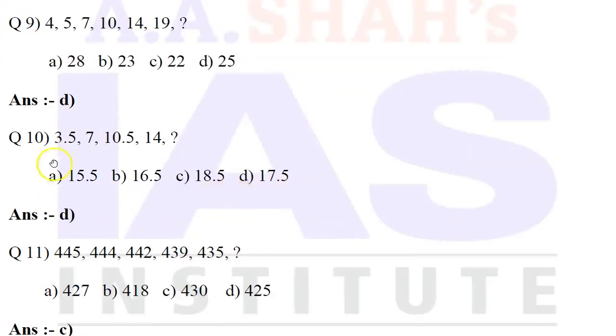The 10th question now. You have 3.5, 7, 10.5, 14, dash. So if you observe here, the double of 3.5 is 7. So what they have done is 3.5 plus 3.5 is 7. 7 plus 3.5 is 10.5. 10.5 plus 3.5 is 14. So 14 plus 3.5 would give you 17.5. So basically they have added 3.5 to every term here. That's why D is your correct answer here.